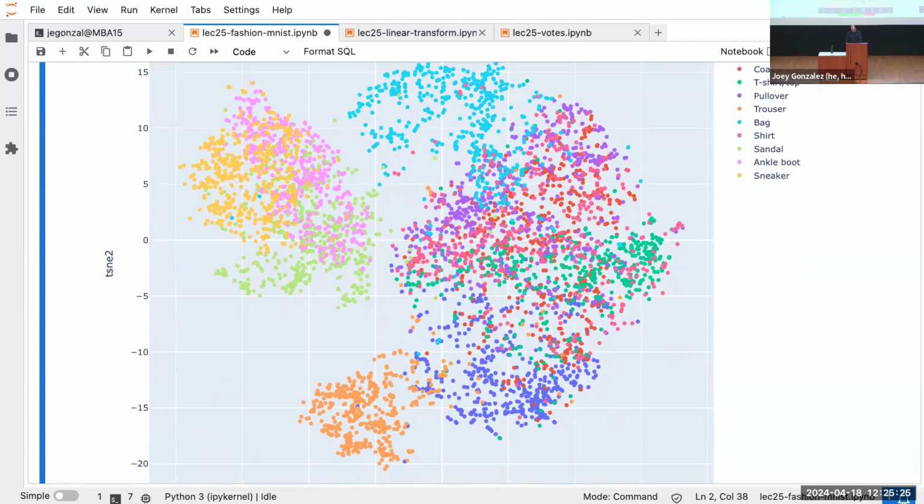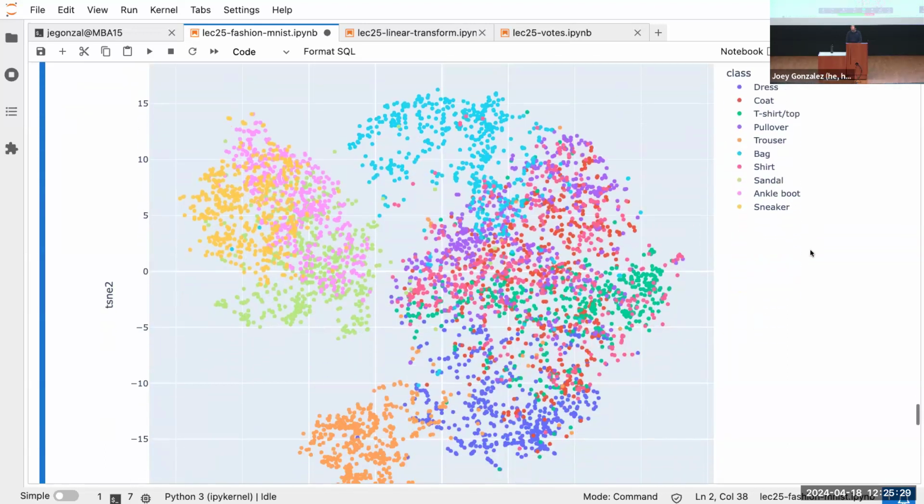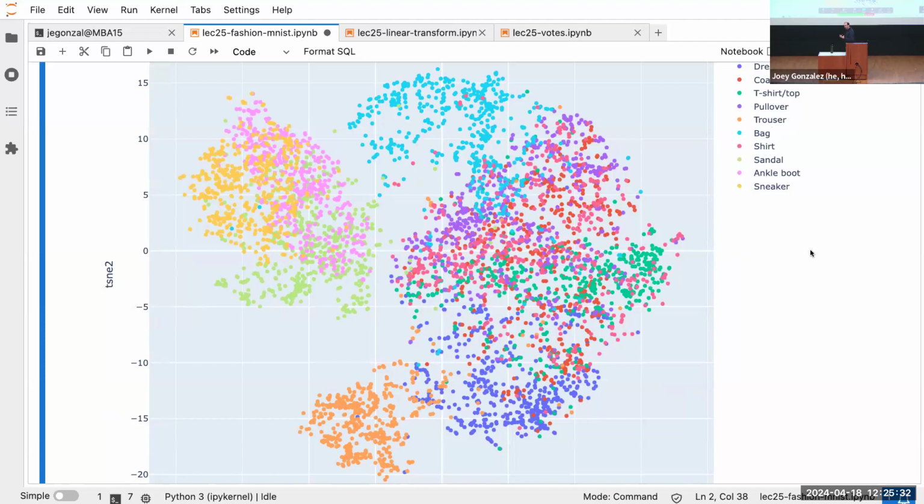Sometimes you get a little bit more structure. Can't scroll on this one. Yeah, so we get some more structure in my data. Right, so it does spread things out, maybe a little bit better, not a whole lot better.